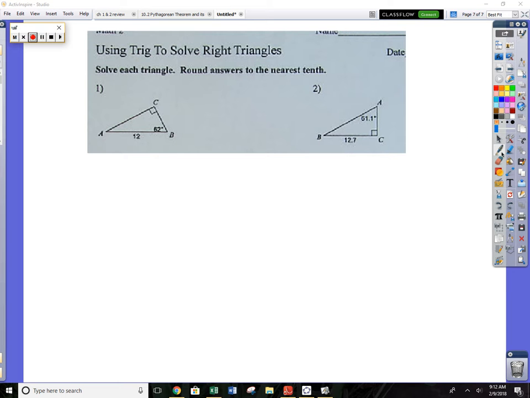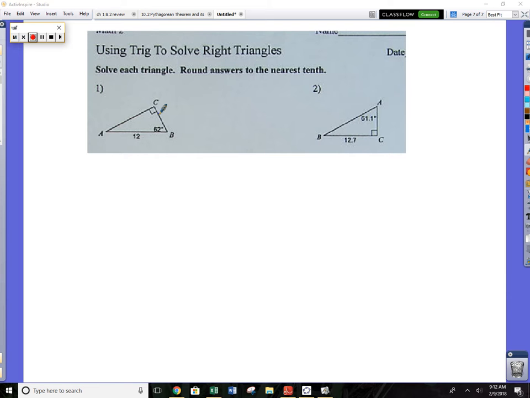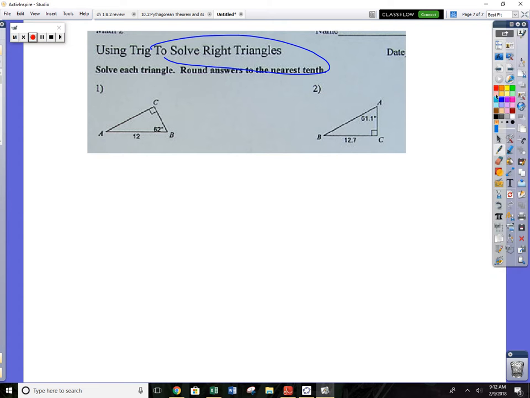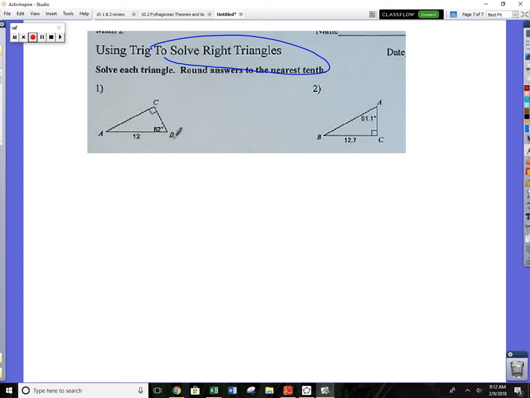Okay, now video number 3. So video number 3 is a combination of video number 1 and video number 2. So you are going to be given a 90-degree triangle, and you're going to be given some specs, and you are going to have to solve the triangle. Now, solving a right triangle, that means you've got to find every single angle and every single side.